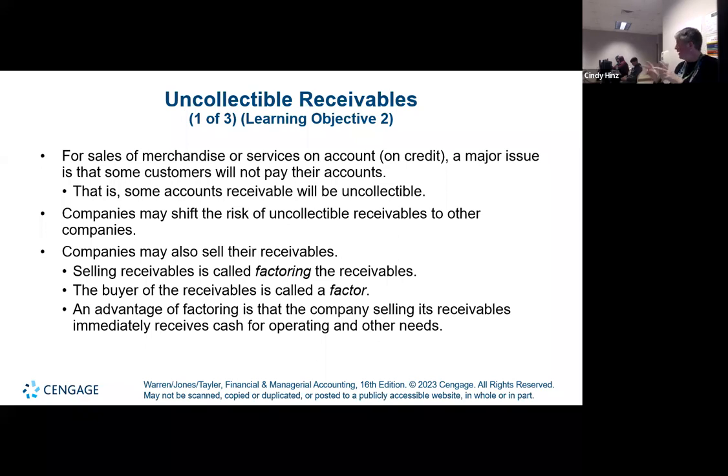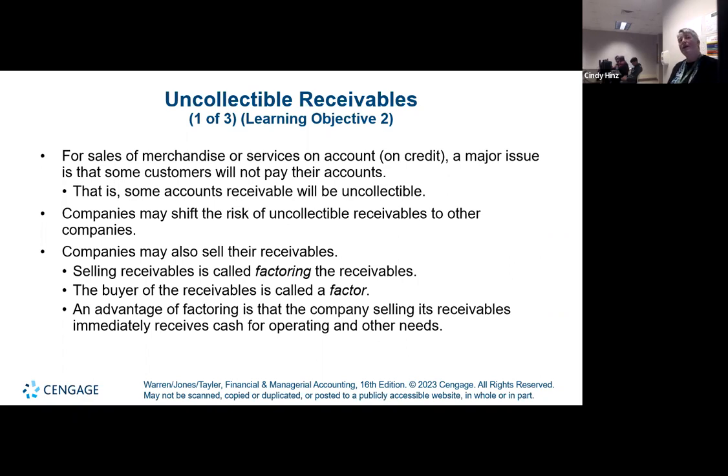But let's talk about that last clause there. They're going to pay us later. Do we know for sure they're going to pay us? Is there a 100% chance that a customer is going to pay us when we allow that customer to buy on credit? No. We're accepting a risk that someone may not pay us.